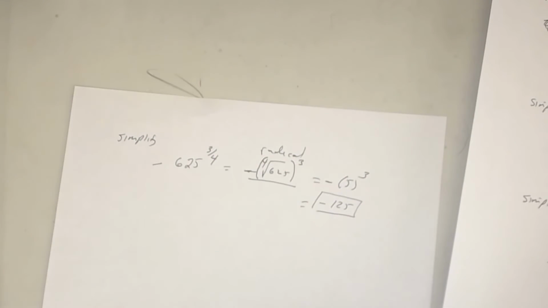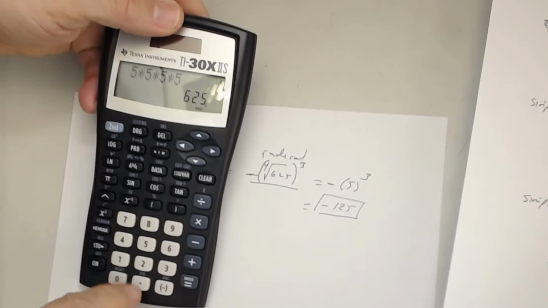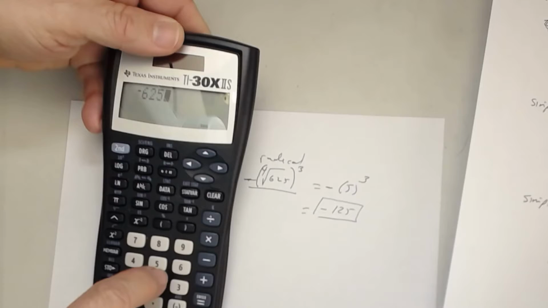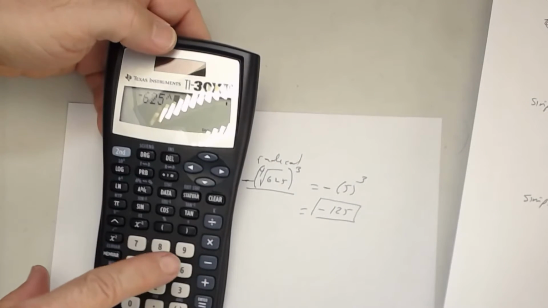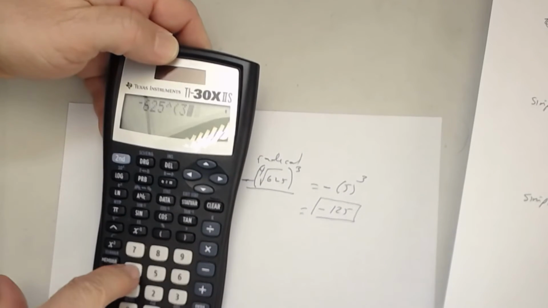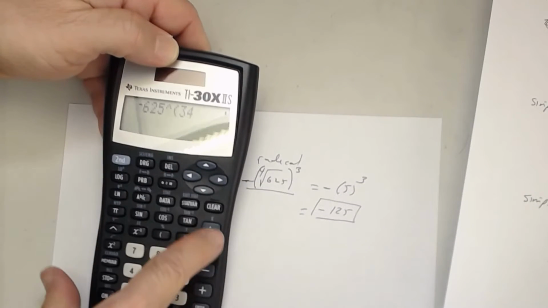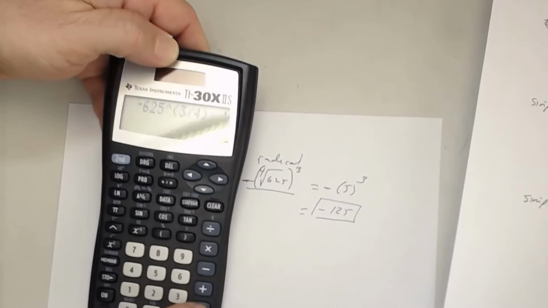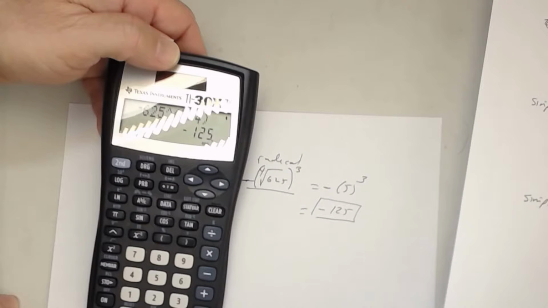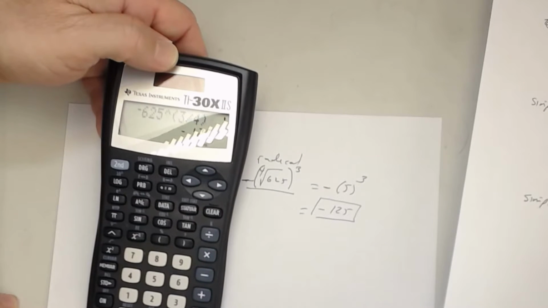Let's check using a calculator. So you're going to say negative 625 raised to, now, how do I write that 3/4? In parentheses, 3 divided by 4. Close, press equal, and you get negative 125. Okay?